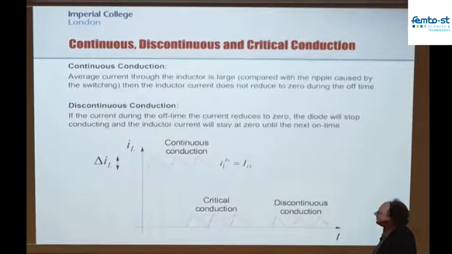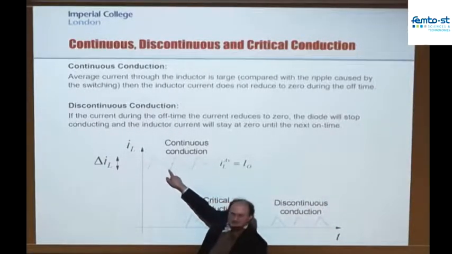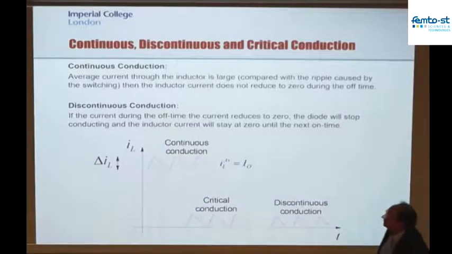And like I said, if we're in steady state, the increase in current while the transistor is turned on has got to be equal to the decrease in current while the transistor is turned off. And so the average value remains constant.